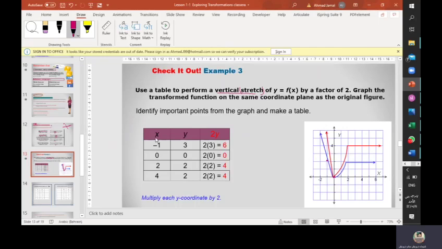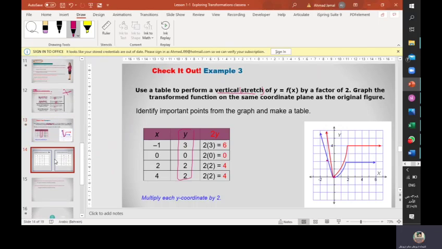So if we have these ordered pairs, -1 and 3, 0 and 3, 0 and 0, 2 and 2, 4 and 2, and I want to find the new ordered pairs after a vertical stretch, I will take the coordinate y and multiply by 2. 3 will be 6, 0 multiplied by 2 will be 0, 2 multiplied by 2 will be 4. This is a very easy idea.